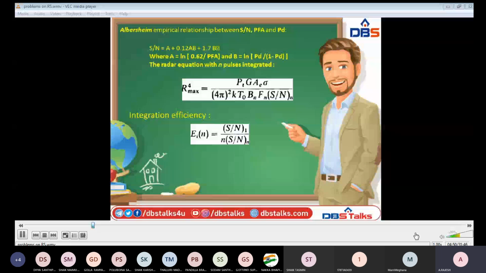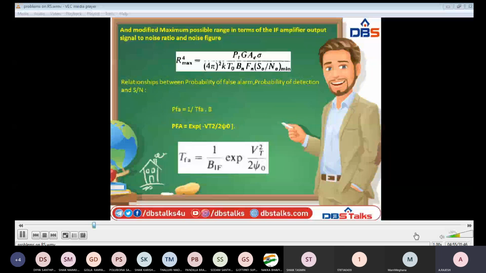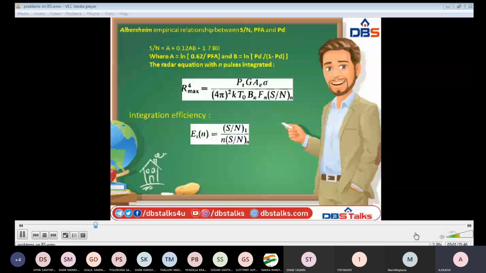And the radar range equation with n integrated pulses. Previously we discussed only the minimum. Suppose with n integrated pulses, the maximum value R max to the power 4 equals PT GT AE sigma by 4 pi whole square K T naught Bn into Fn into S by N to the power n. So the integration efficiency EI of n equals S by N of 1 by n into S by N of n.